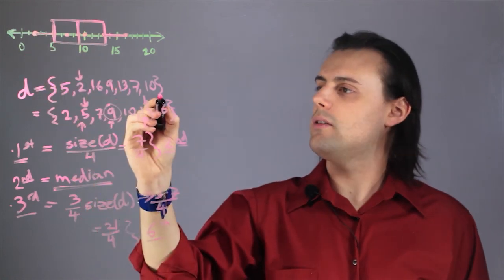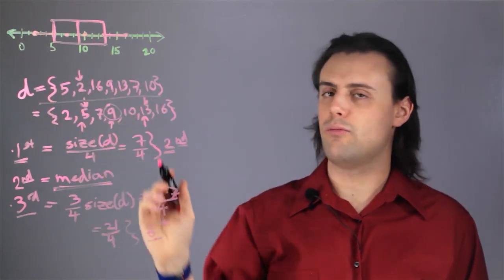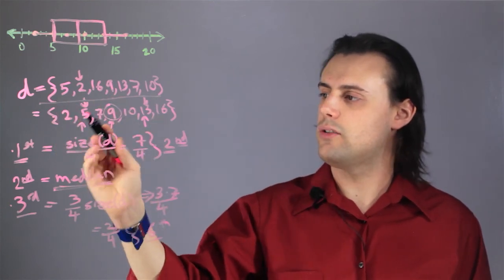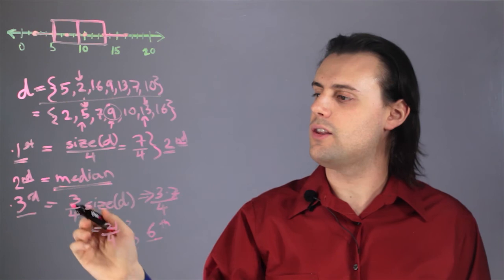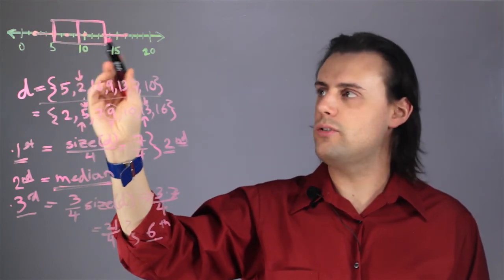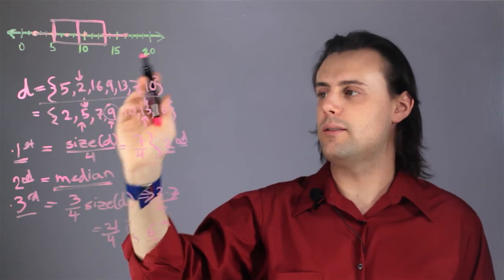So now I've constructed a box and whiskers plot from a set of numbers that I've reordered so that I could find the first, second, and third quartiles and draw that box and whiskers plot on the real number line.